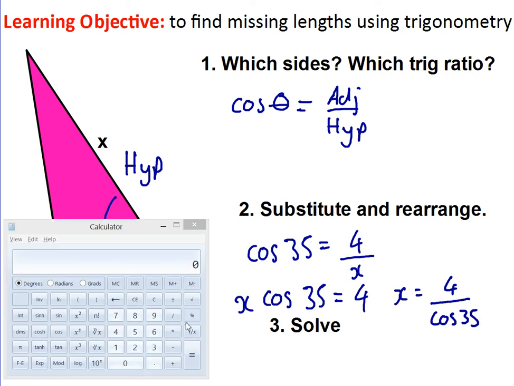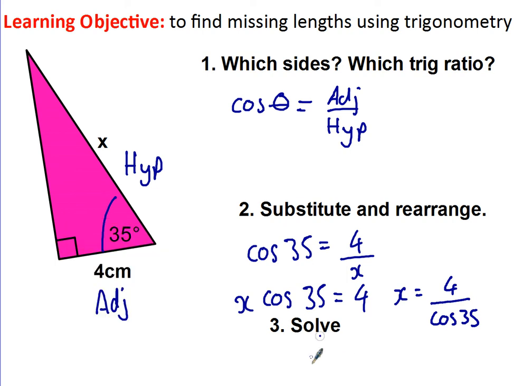Then bring up the calculator and type in 4 divided by, on this old school calculator I'll need to use brackets, 4 divided by, and you have to put in 35 and then cos on my calculator, but on your scientific calculator it probably works much more sensibly. If I press equals, I get the answer. So 4 divided by cos 35 is 4.88. Well, I'll give that to 1 decimal place: 4.9 centimeters to 1 decimal place.